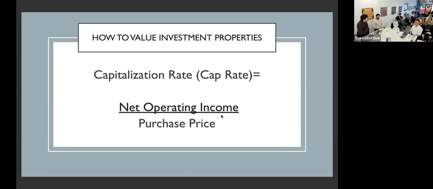So I'm going to use the same exact example that we just used. Let's say your annual income is 120,000 and your expenses are 50,000. Let me ask you a question. What are those expenses?